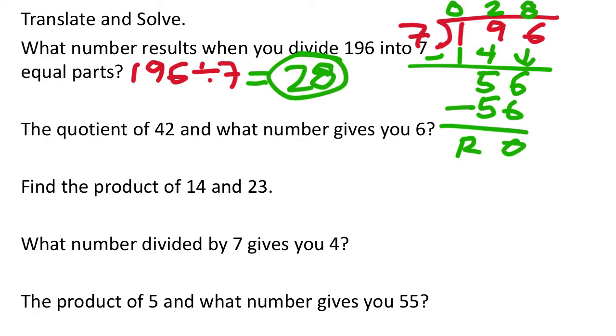So there's that one. The second one: the quotient of 42 and what number gives you 6? Let's go and write this out, okay?